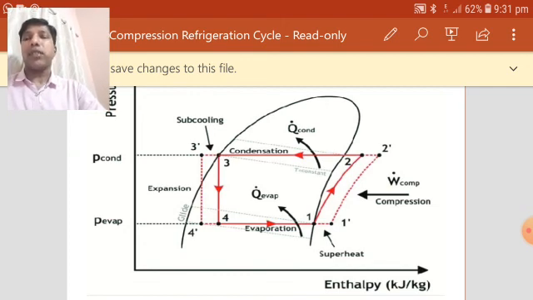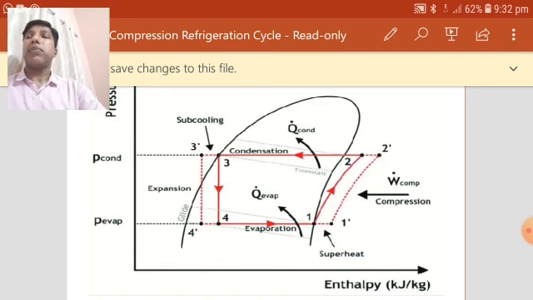Now after condensation, you can see condensation is a constant pressure process. Then after condensation, if it is the saturated liquid, then the curve will be 3-4. It's a straight line, but it will start from the saturation point, that is 3, and then 3-4 will be the expansion process. Whereas if after condensation there is a subcooling, maybe 3 or 4 or 5 degrees subcooling, then it will follow a path 3 dash 4 dash.